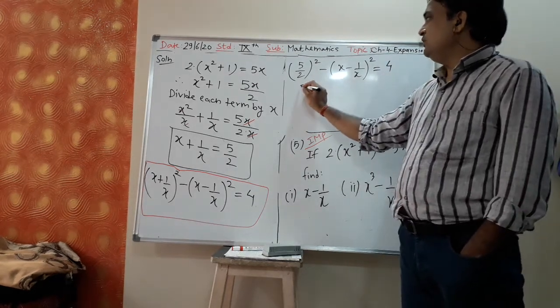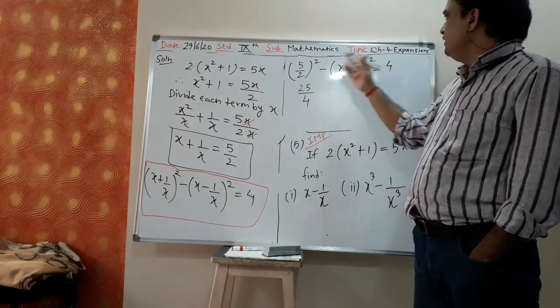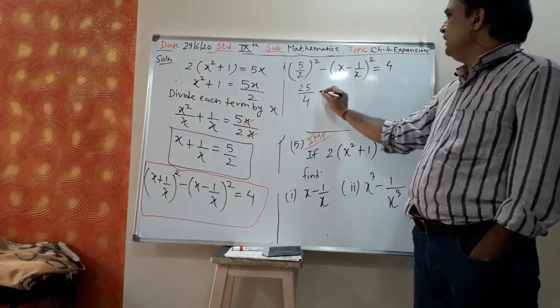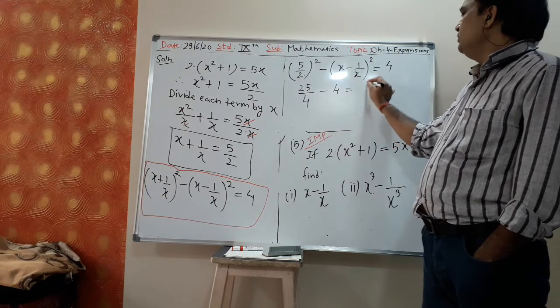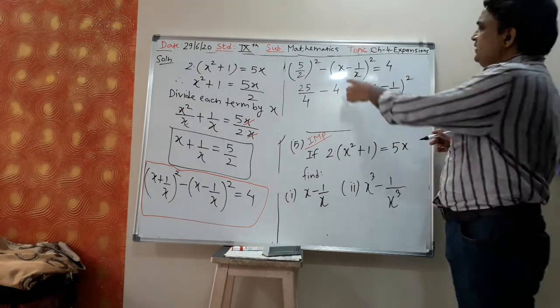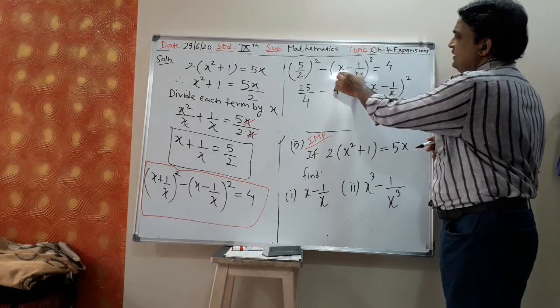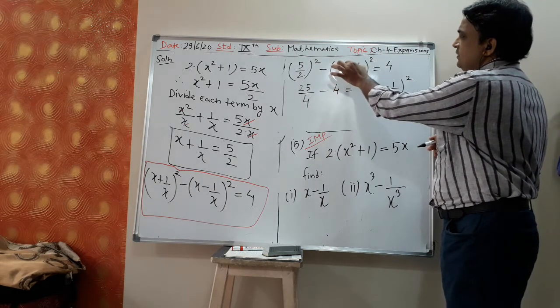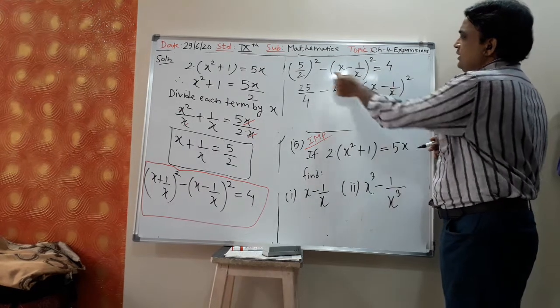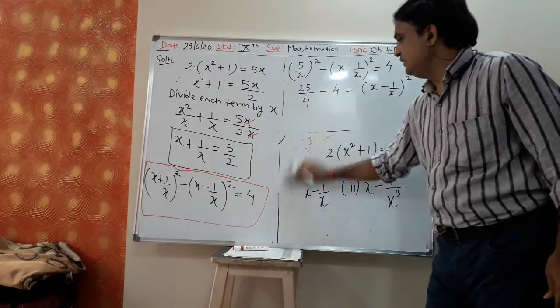5 by 2 square is 25 upon 4. I will take 4 on this side and this on the other side. So minus 4 is equal to x minus 1 upon x square. See, when we change the side, the outside sign changes. The inside sign will remain as it is. The bracket sign will remain as it is. Only the outside sign minus becomes plus when we change the side.